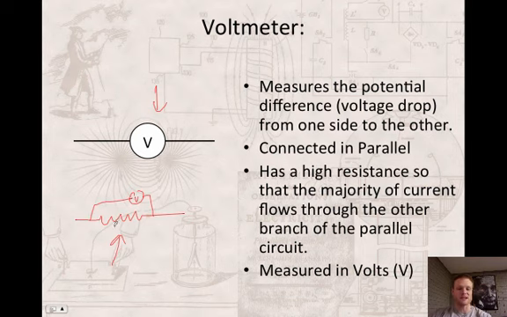You notice I've made this in parallel. The current has 2 options for how it can travel. It can go through the resistor or it can go through the voltmeter. Voltmeters typically have a high resistance, so that the majority of the current flows through the other branch of the circuit. So current isn't probably going to choose to go through the voltmeter. Instead, it's going to go through the resistor. And this again would be measured in volts, because that's what we measure potential difference in a circuit. It would be in volts.